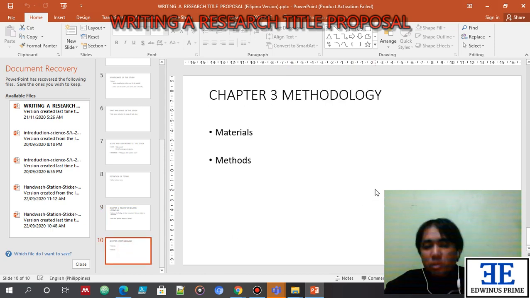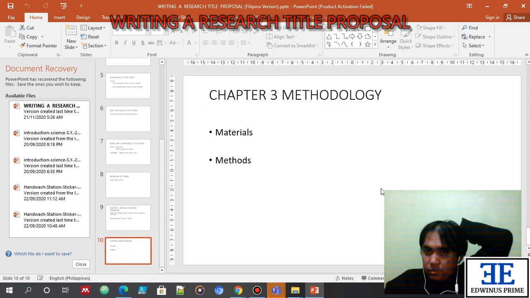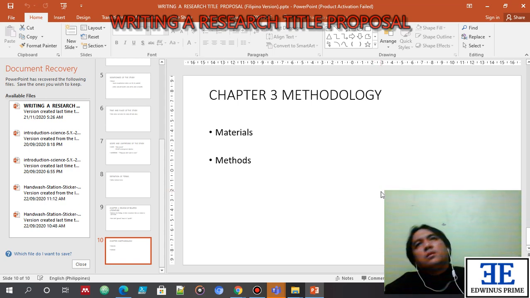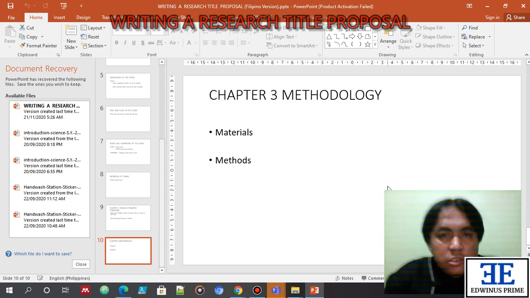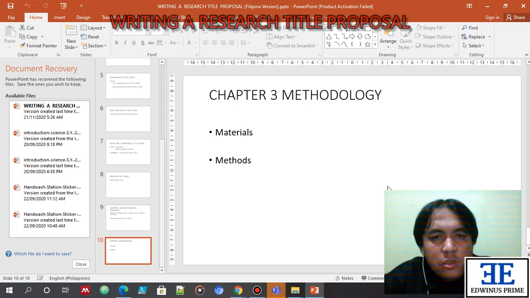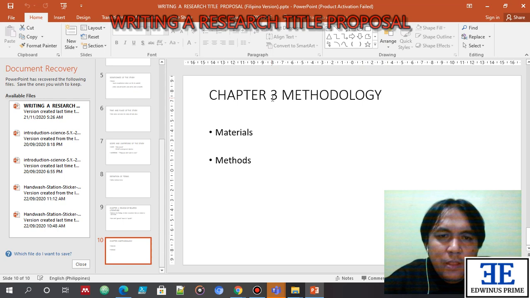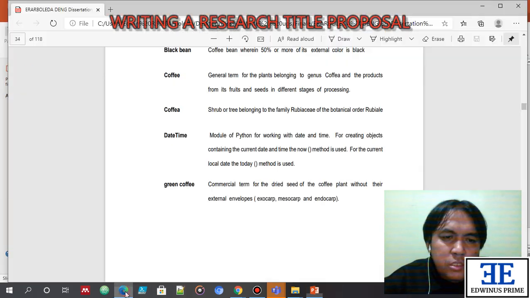Then we go to the methodology. Since this is a title, what are those materials that you want to use in the conduct of your research? So you include that, and also the methods in chapter 3. Let's go with my example.